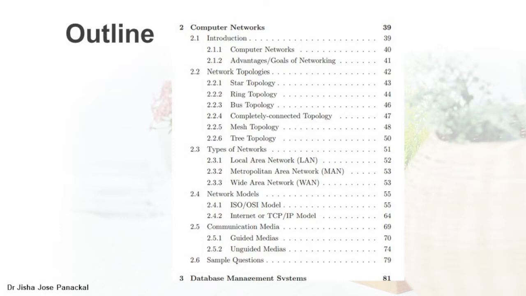Then we need to learn at least two models that are network models. These two are very famous models. One is the ISO OSI model, which is a 7-layered network model. And the other model is actually for the internet, that is the TCP/IP model. So we will learn in detail about these two models.